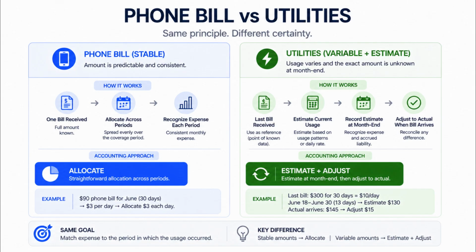So let's connect this back to your phone bill. With your phone bill, the amount is stable and you allocate it across periods. Because it's based on the dollar amount for the bill and not based on your usage, you can just use that as a stable dollar amount. With utilities, the amount varies. You have to estimate first and then you adjust. It's the same framework of accrual expenses, but it's a different level of uncertainty, and that's the difference between the two.